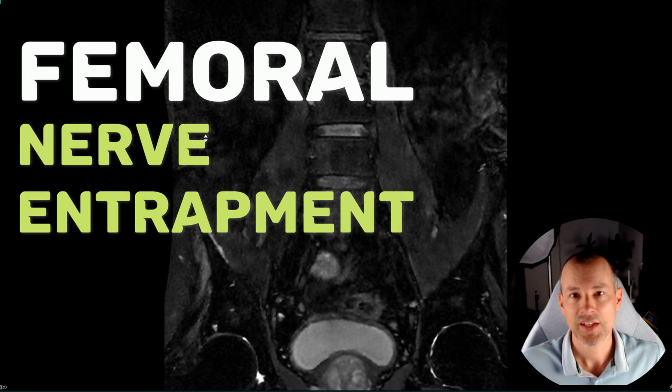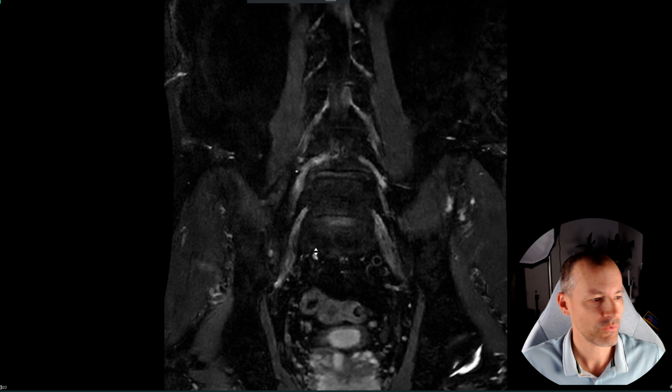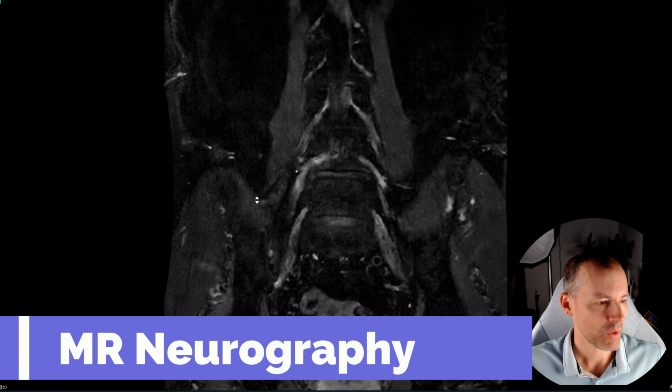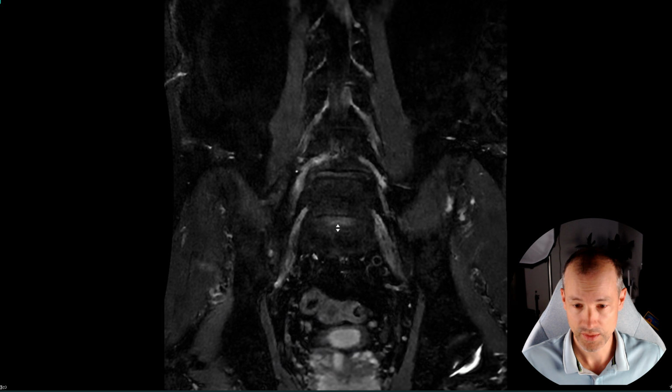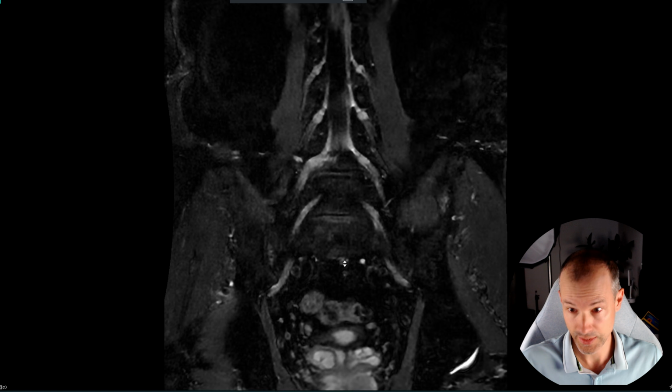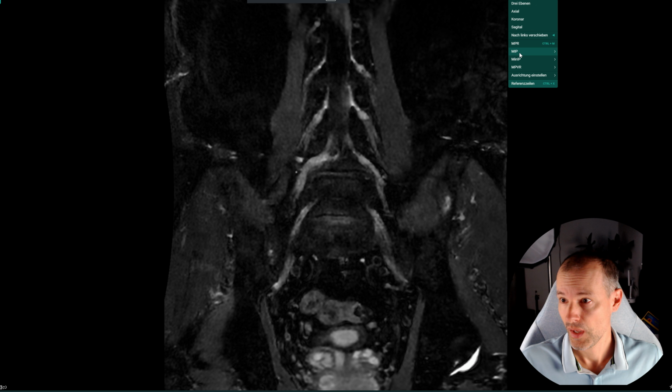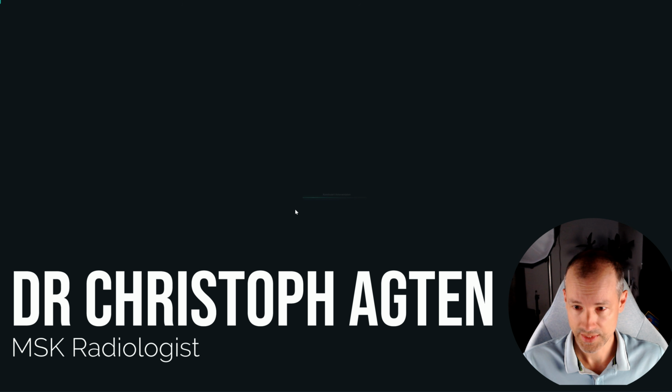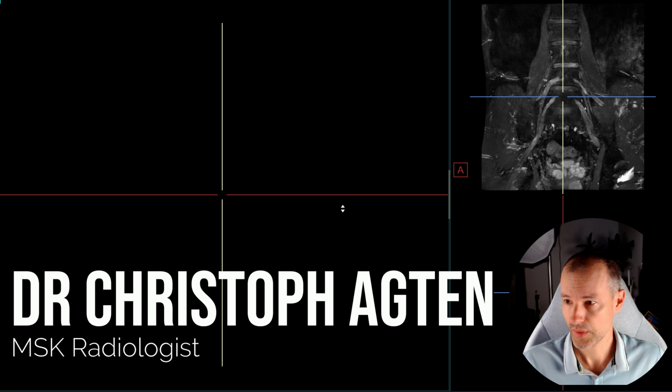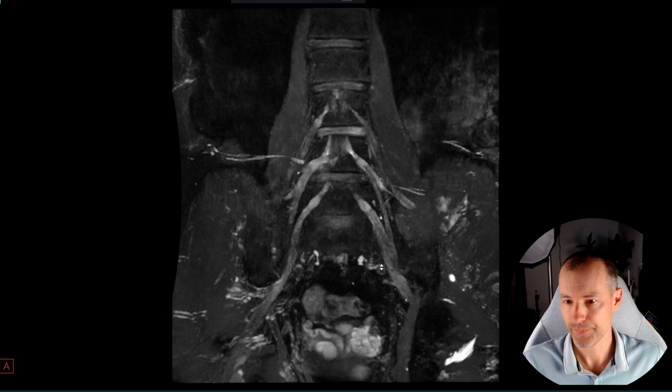Okay, so guys, I have to show you this case. I think this is a very interesting case. The patient had some form of injury lifting up a heavy object and now has problems in the region of the femoral nerve on the right side. So we did an MR neurography, and when we do that, we can see how this looks with the MPR MIP.